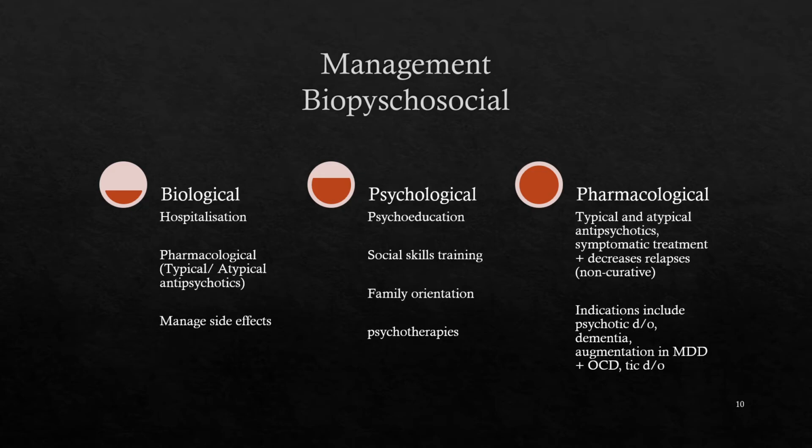In the management of schizophrenia, the basic structure is that of biopsychosocial. Under biological, that includes hospitalization, pharmacological treatment with a typical or atypical antipsychotic, and management of side effects. Under psychological and social, that would be psychoeducation, social skills training, family orientation, as well as psychotherapies. Under pharmacological, we will go into greater detail about the typical and atypical antipsychotics.